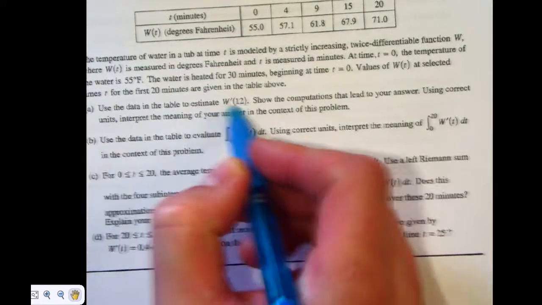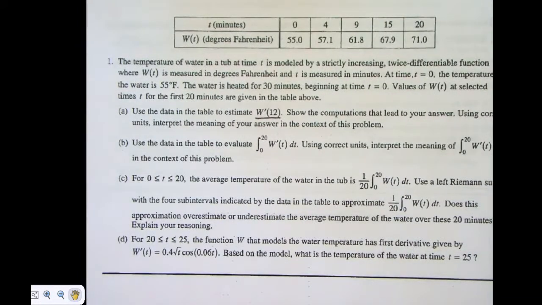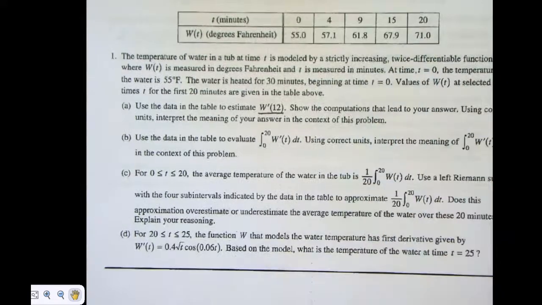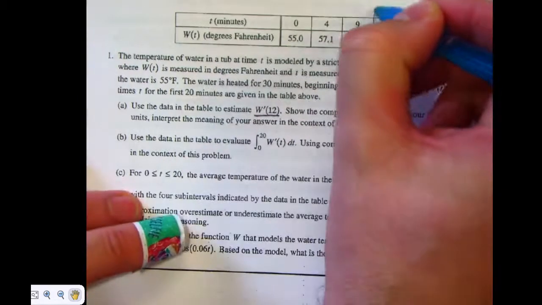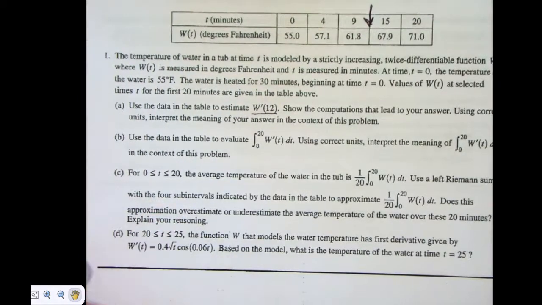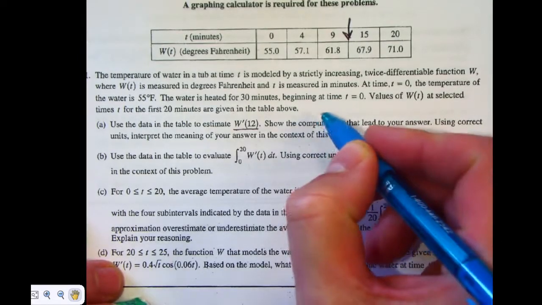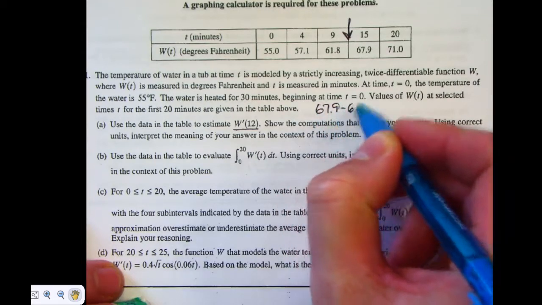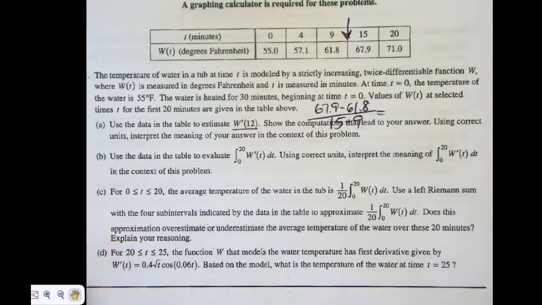Then they're saying use this to estimate W prime of 12. Well, what does prime tell you? Derivative or slope. I want to know the slope at 12. All I have is these 5 points, and I don't know what happens in between, so you can't assume constant growth. The best way to estimate 12 is to go, okay, 12 is in the middle of 9 and 15, so I'm going to find the slope between those 2 points: 67.9 minus 61.8 over 15 minus 9.